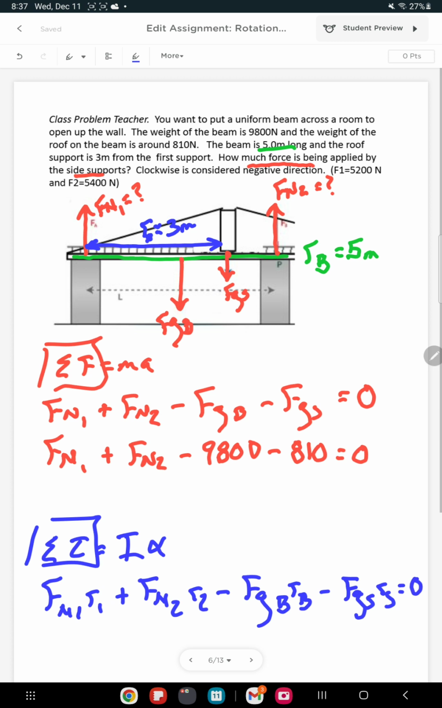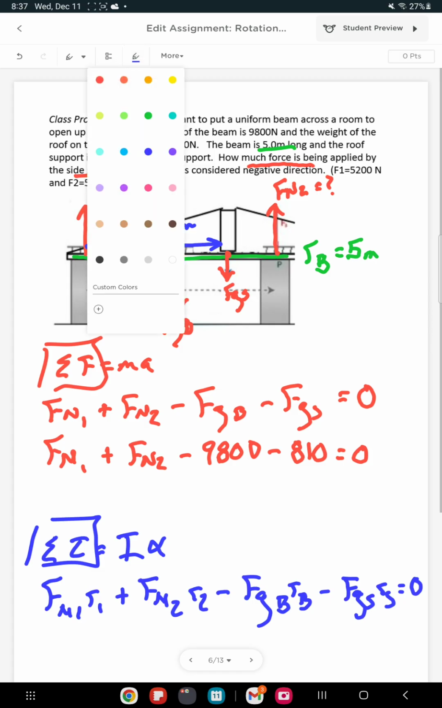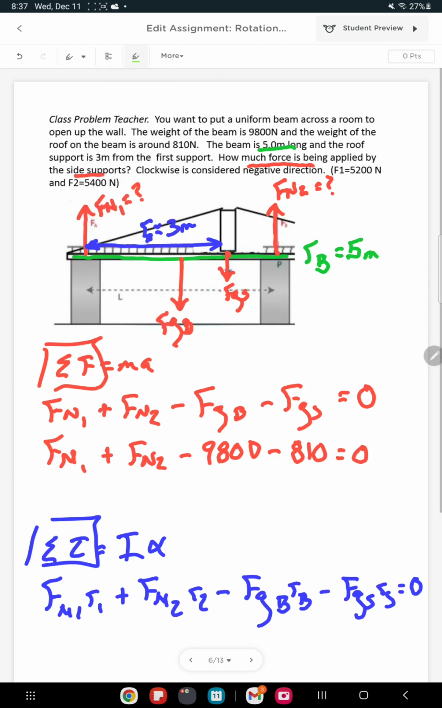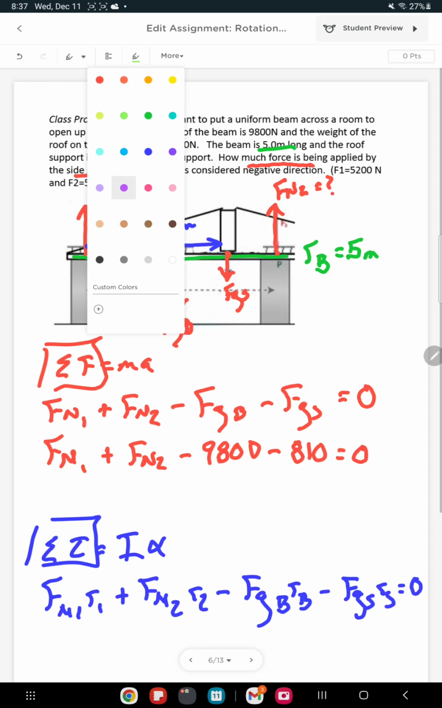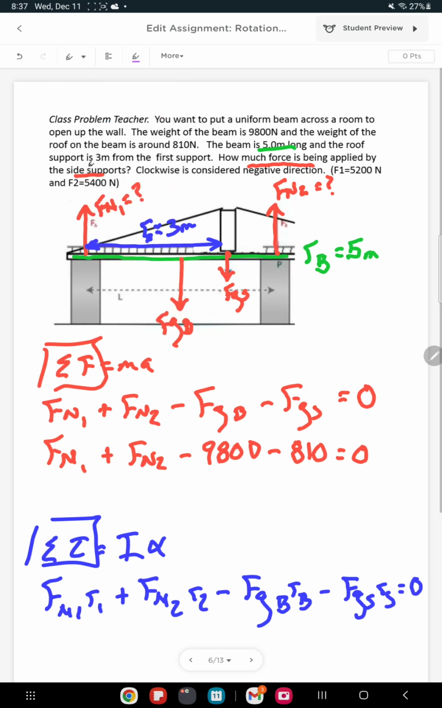The next step, we've got to pick a pivot point. Let's pick a color that'll stand out. They referenced everything from the first support, so I would pick that as the pivot point. Usually we want it to be a point where the radius is going to be 0 and it cancels stuff out. So by picking the first support as the pivot point, I get Fn1, which I don't know, times 0, so it goes away. Fn2, I don't know, but I know it's 5 meters away.